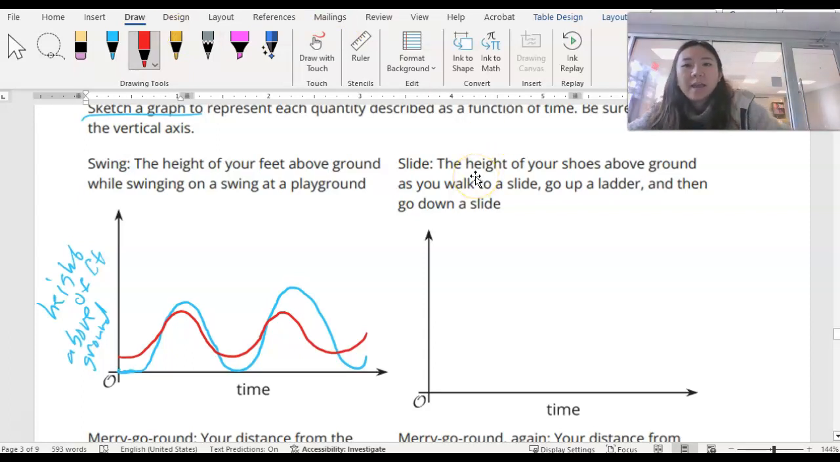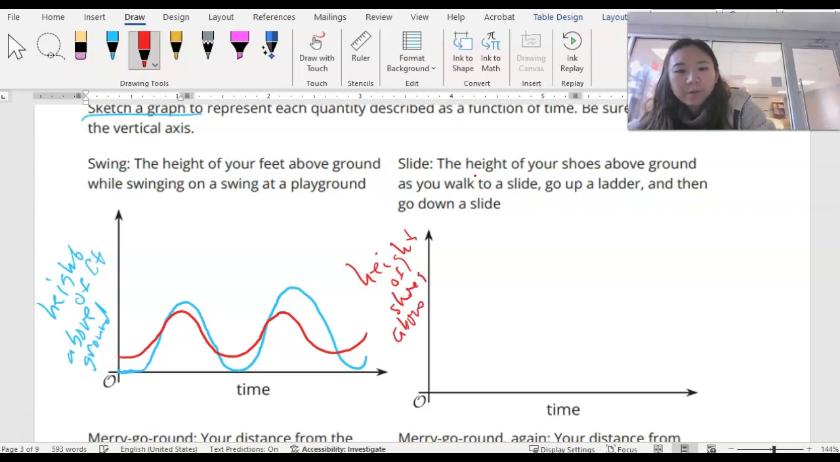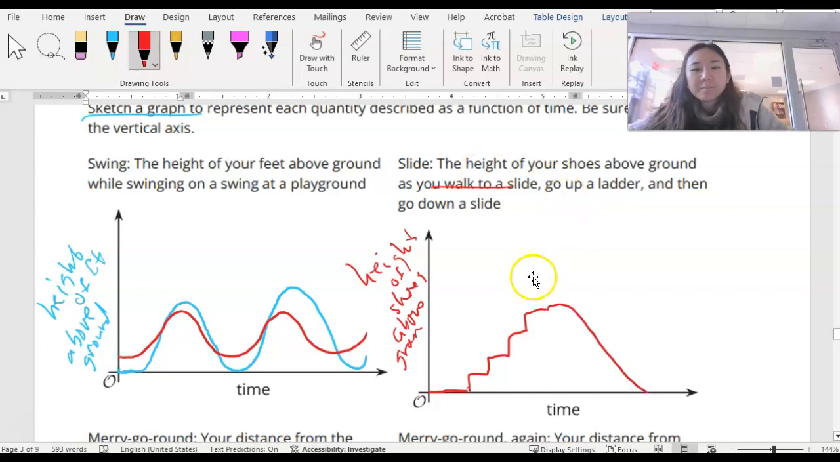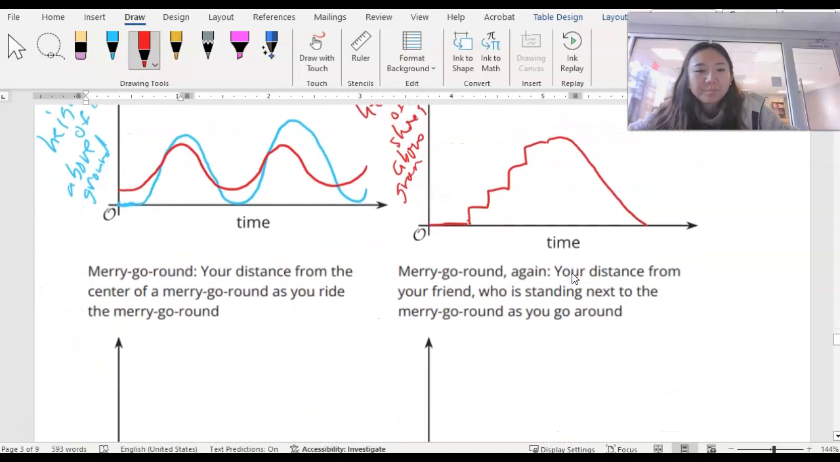All right, a slide. The height of your shoes above ground. All right, so that's our y-axis, height of shoes above ground. As you walk to the slide, so as I walk to the slide, my feet are on the ground. And then I go up the ladder. Each foot steps up on the ladder. And then we go down the slide. My feet come up and swing around and go down the slide. Back down to the ground.